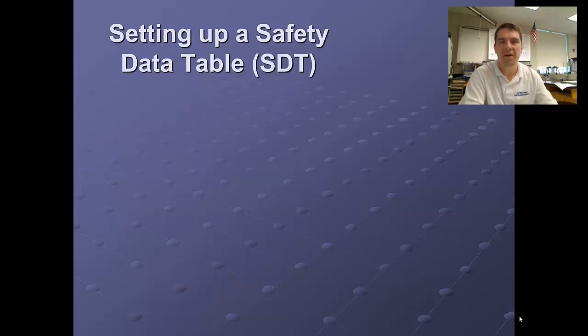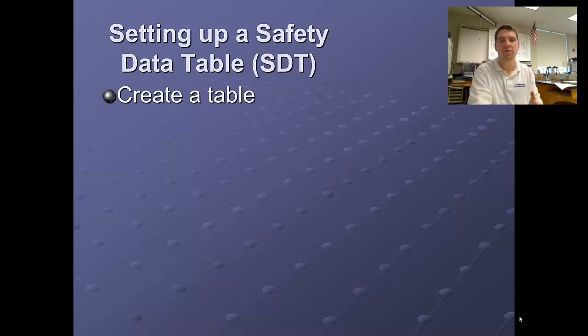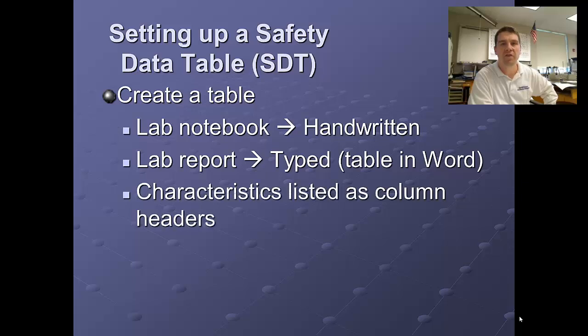As far as setting up the data table, you want to just create a table. Now, it depends on what you are creating your lab report in. If we're talking about your lab notebook, then you're going to have a handwritten safety data table. And so it might look something similar to this. If it's a typewritten lab report, then it's going to be a table that you're going to create in Word or whatever word processor you're using. The characteristics that you want to include, the name, the formula, molecular weight, physical description, the hazards, those would be your headings across the top of your table. And each chemical is going to get its own row. We'll go back to my example here.